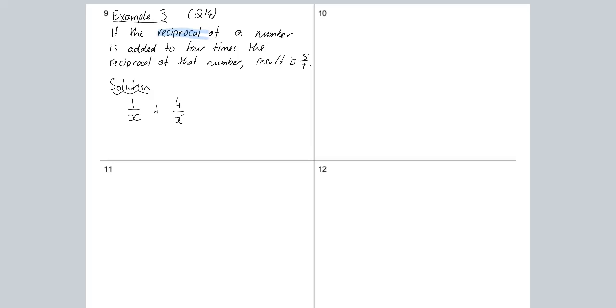Does that kind of make sense? 4 lots of 1 on x. 4 times the reciprocal of that number. Just be careful. What would the reciprocal of 4 times the number look like? See how I changed those words over? Mathematics very much has a strong literacy element to it.